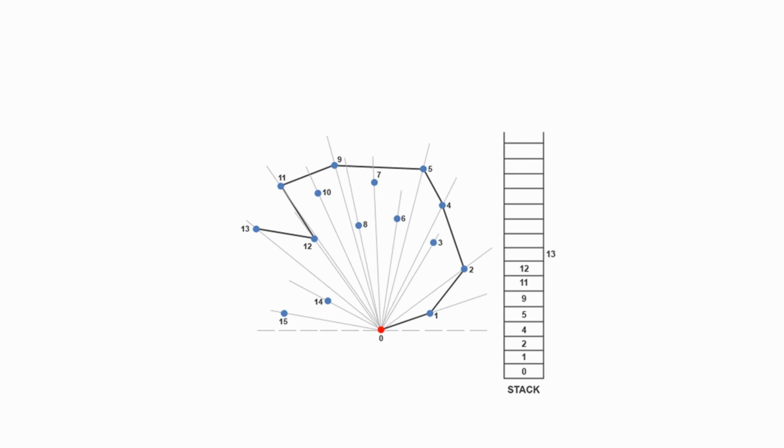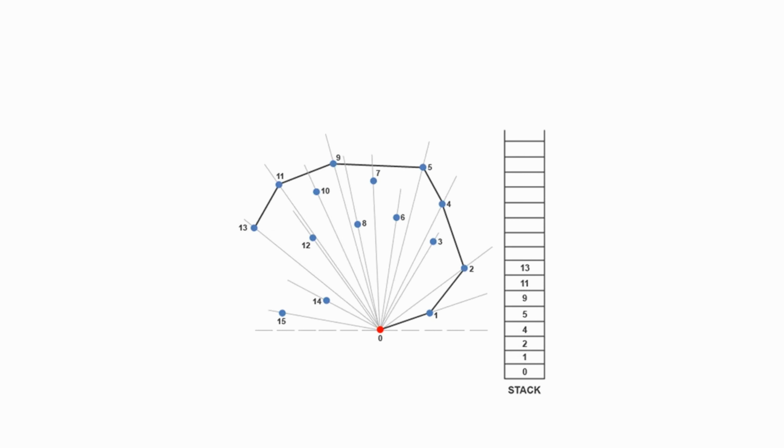A right turn is required to go to point 13 from point 12. Point 12 is popped from the stack and the path to point 13 from point 11 is examined. Since a left turn is made at point 11, point 13 is pushed onto the stack.